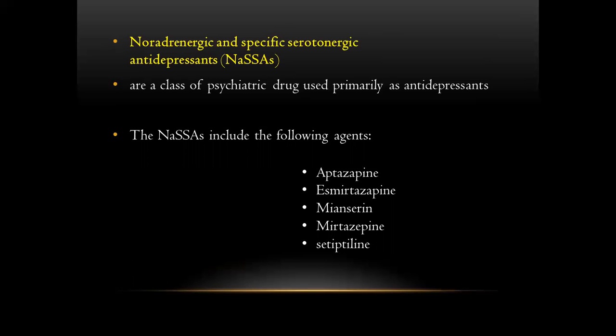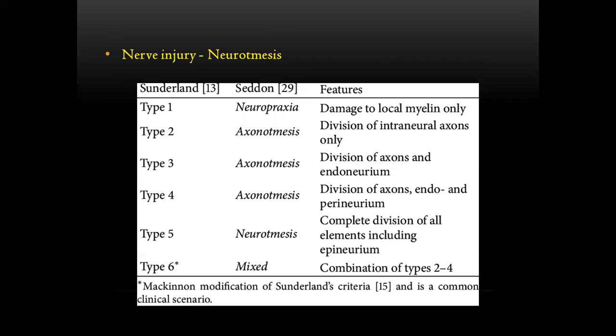The next question is again from pharmacology, and it was about the classification of antidepressants. They have asked about the noradrenergic and specific serotonergic antidepressants. They are a class of psychiatric drug used primarily as antidepressants. The following agents are included in this class: aptazepine, esmirtazepine, mianserine, mirtazapine, and setiptiline. These are examples of this classification of drugs. Now moving to the next question.